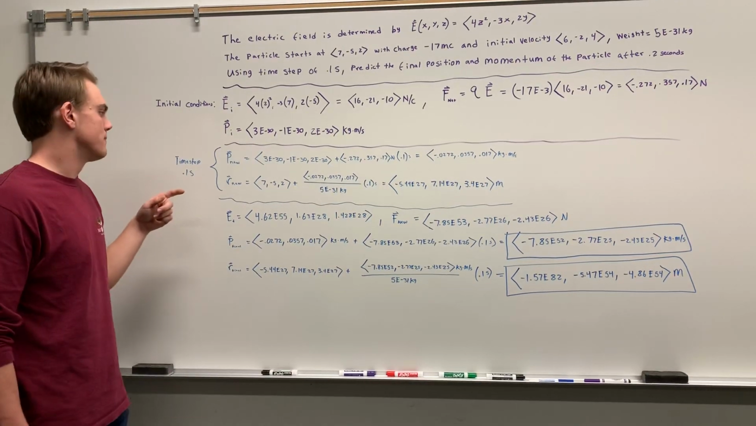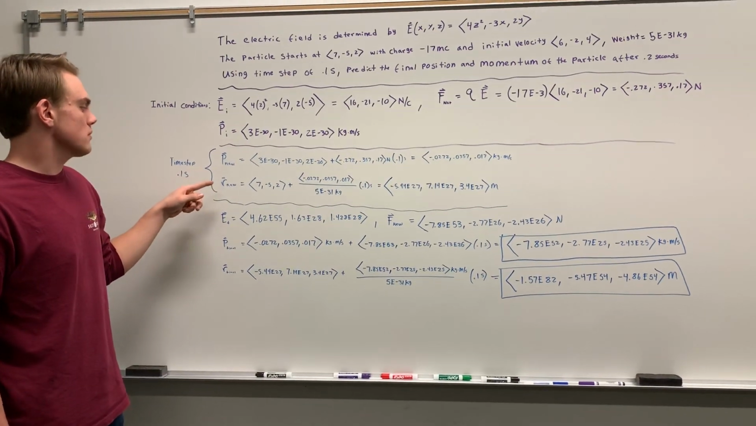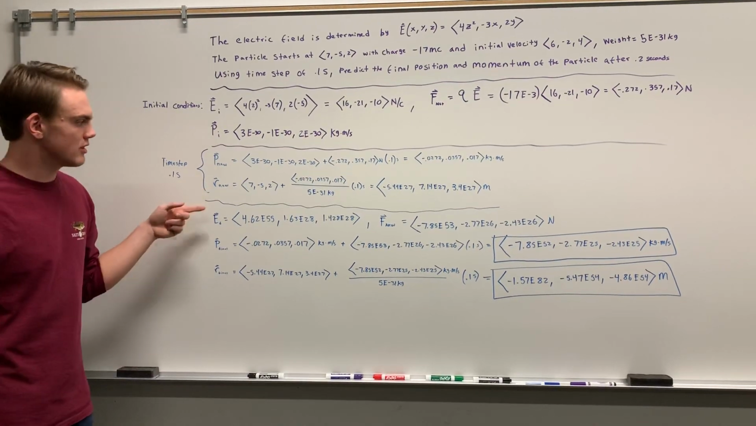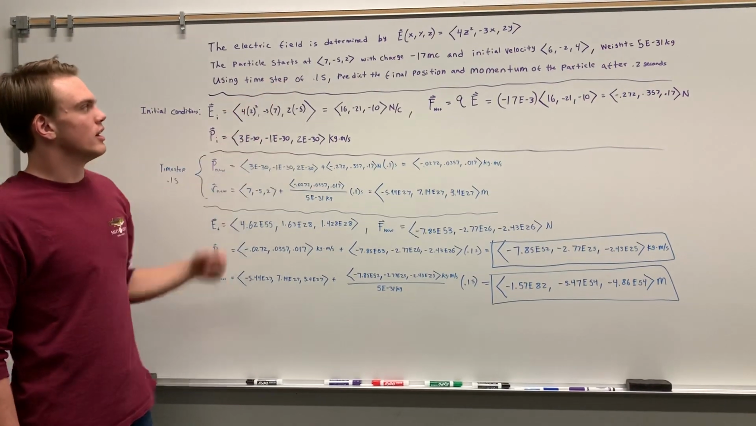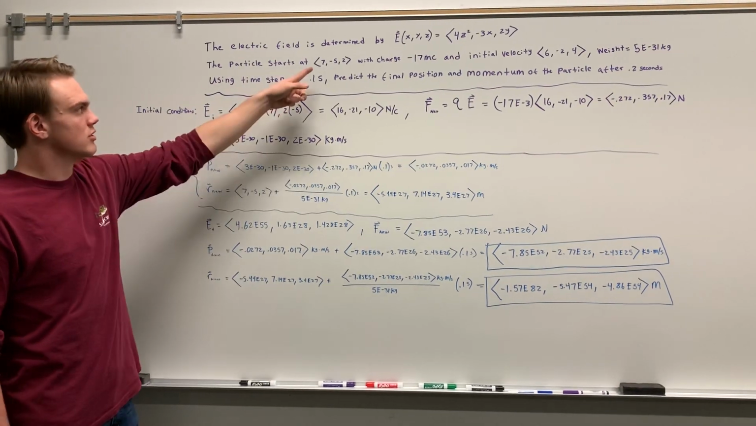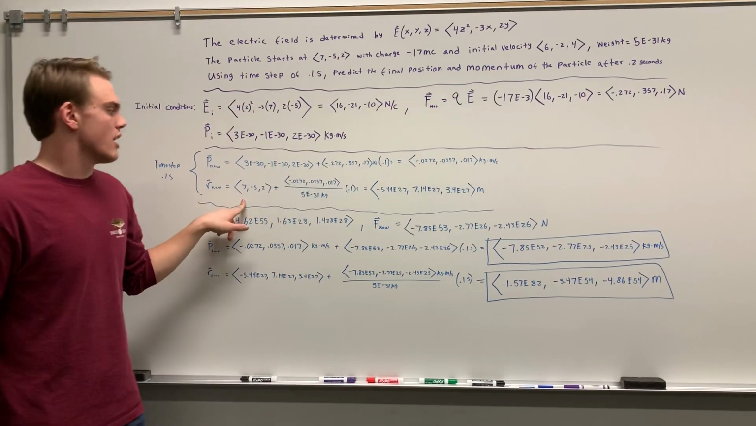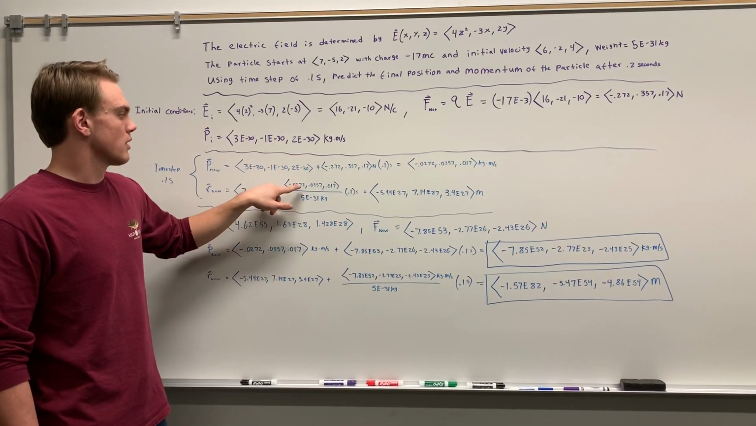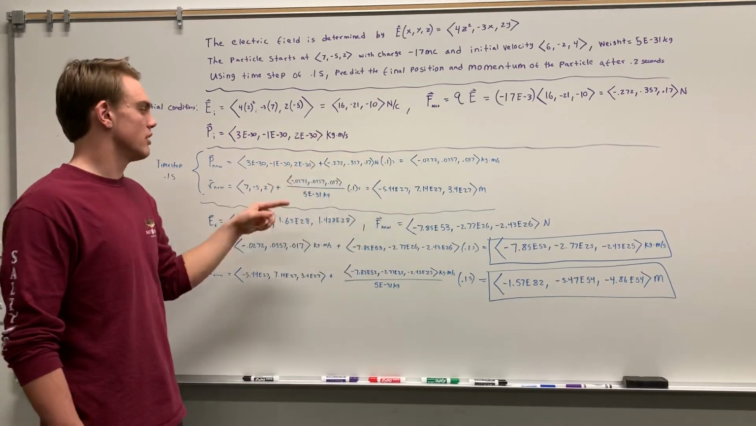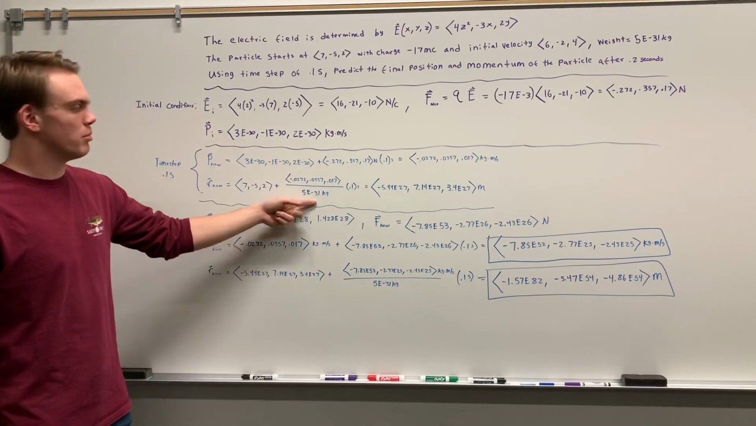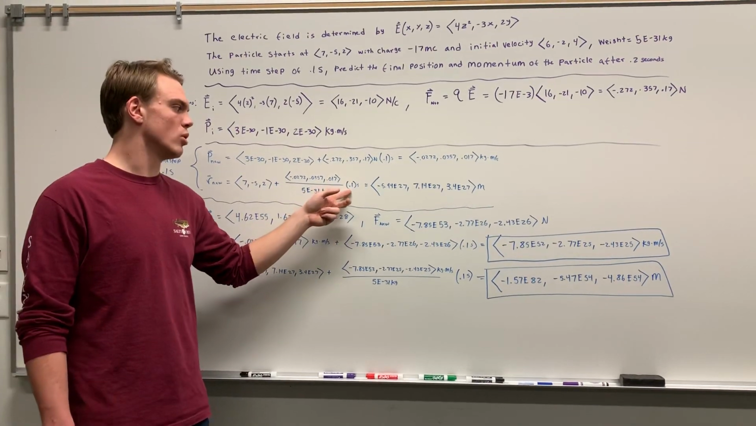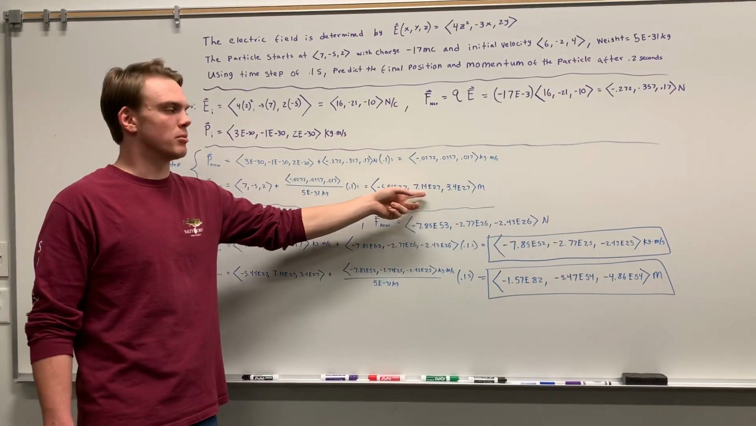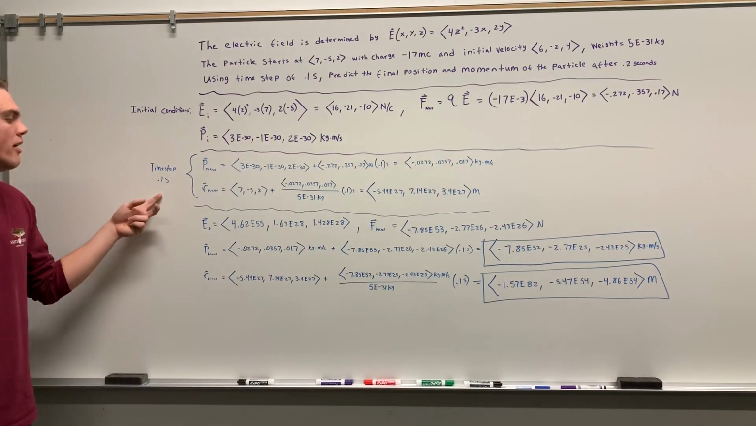And then using that, I calculated the new position after 0.1 seconds, which to do that, I took the initial position where the particle started and added that to the momentum that we calculated in the last step divided by the weight of the particle times the time step of 0.1. And that gave me this result for the new position of the particle after 0.1 seconds.